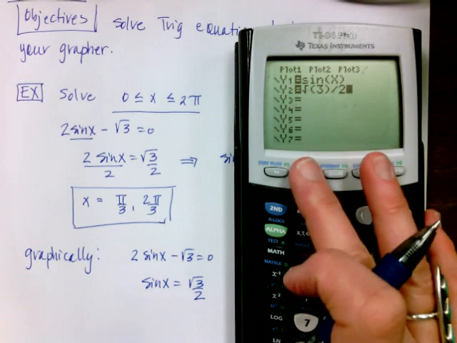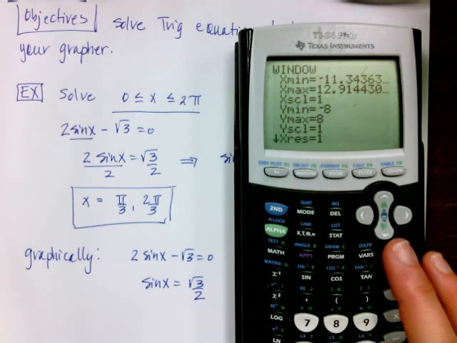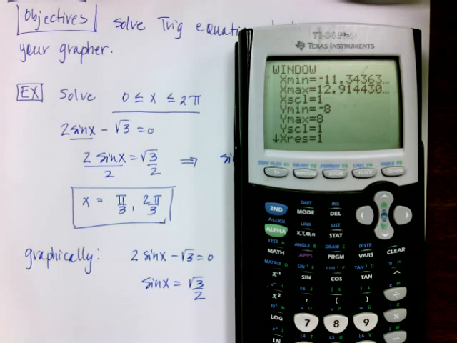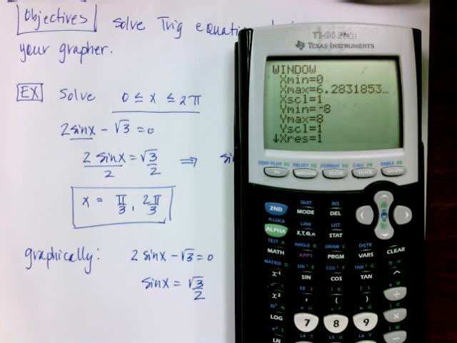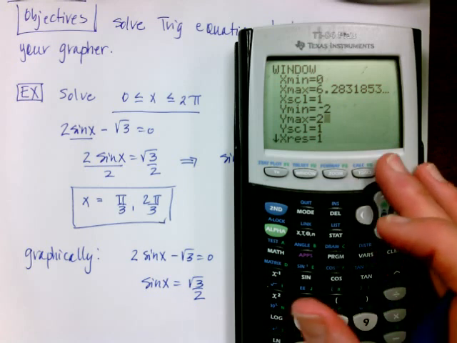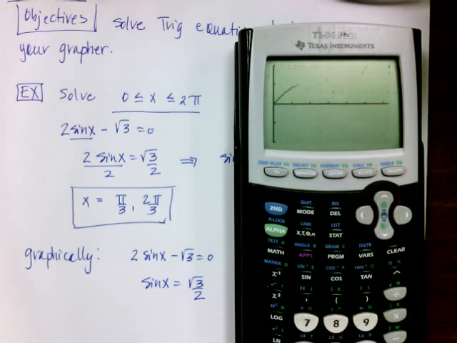The next step that's important is I'm going to go to my window, and it wanted me to graph from 0 to 2 pi, so that's what I'm going to do. I'm going to change my x min to 0, my x max to be 2 second pi, and then for my y values, remember that y oscillates between plus or minus 1, so I'm going to change this from a negative 2 to a positive 2 just to make sure that I can see the tops and bottoms of my curves, and then I'm going to graph.